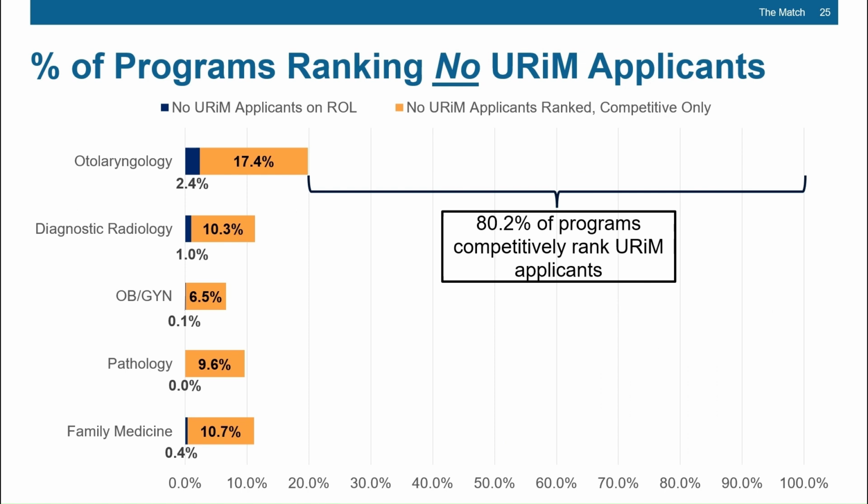Finally, we are bringing back the blue and orange graph used earlier in the applicant type results. Here we see the percentage of program match years ranking no URIM applicants competitively. The total of the blue and orange bars indicate the total percentage of programs in each specialty that did not rank URIM applicants in the competitive section of the role. For example, 19.8% of OTO programs did not rank any URIM applicants competitively, which also means that 80.2% of OTO programs did rank them competitively.